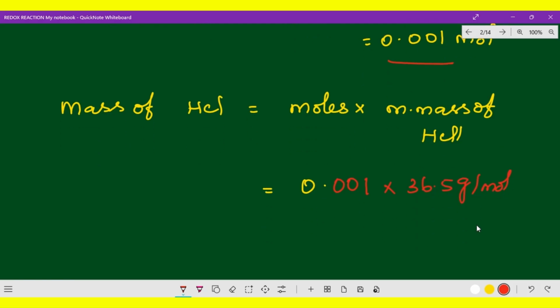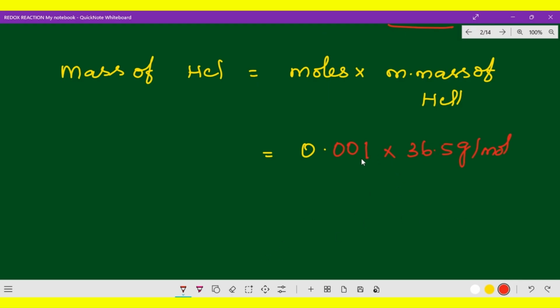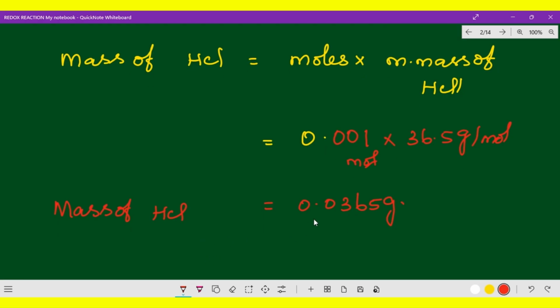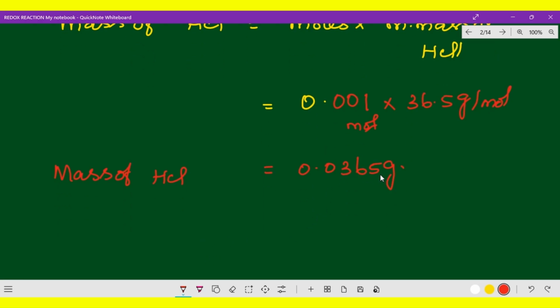Now here, this is actually mole, no? So this mole and this mole will be cancelled. So only gram will be remaining. So here, 0.0365 gram. So the mass of HCl in this reaction is 0.0365 gram.